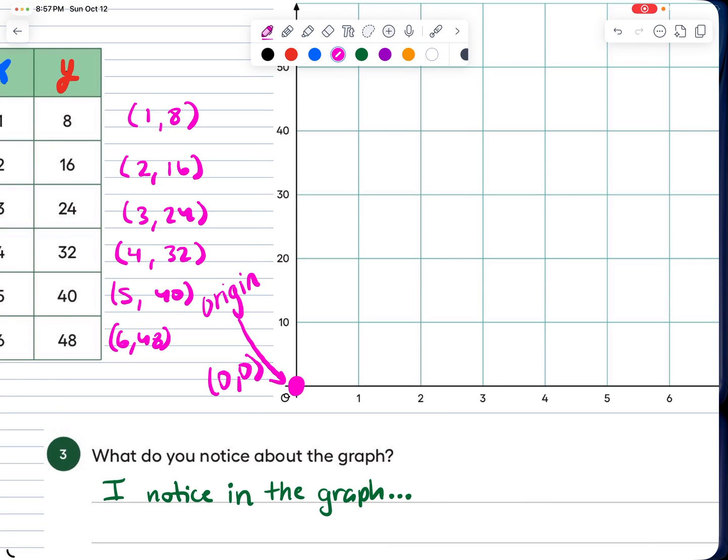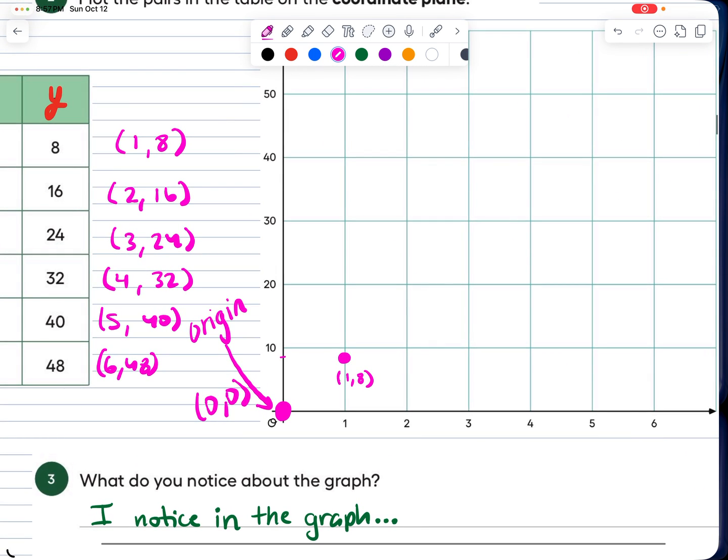So let's try to, it's not exact, but I would say 8 is like maybe here. So 1 and 8, it's about there. It's not perfect, but it's about there. 15 is like right here. It's like half. So I would say that it would be like maybe right here.